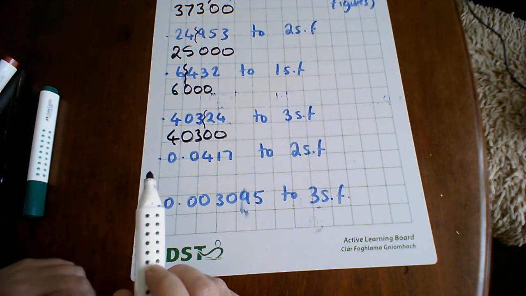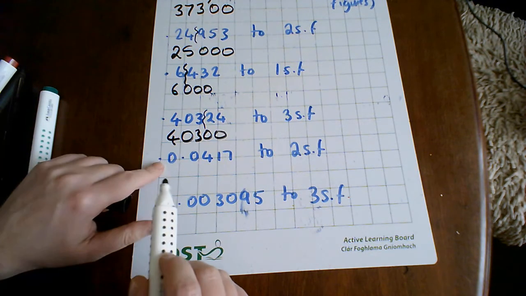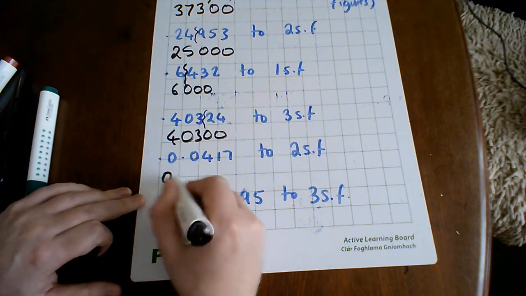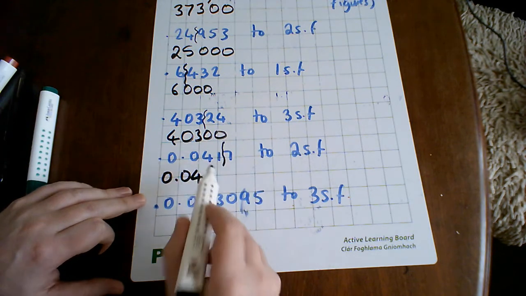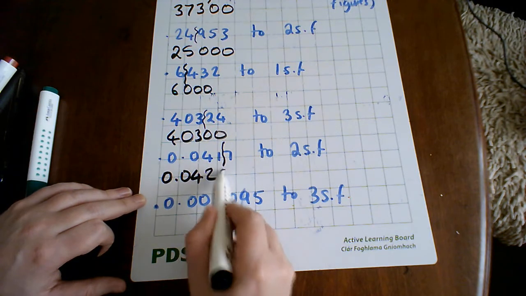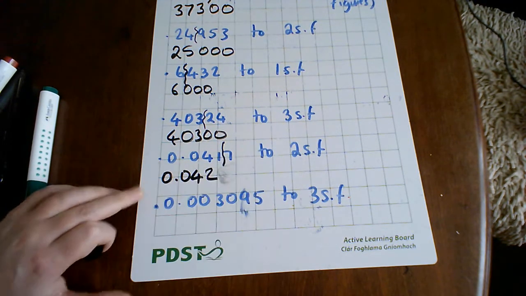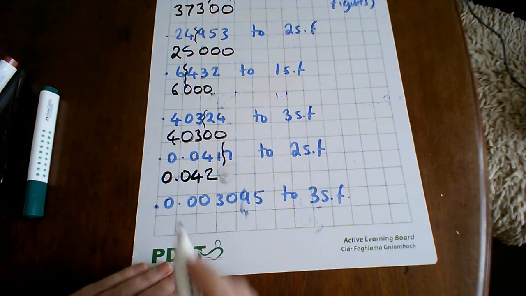Now this is where some people get confused. When you're rounding to significant figures, the first significant figure is the first non-zero number. So we don't count that as a significant figure. We don't count that. That's our first significant figure. So we put 0.04 and then after the second significant figure, this brings it up. And in a decimal, you don't have to put a 0 after because it's after the decimal point. So 0.042.